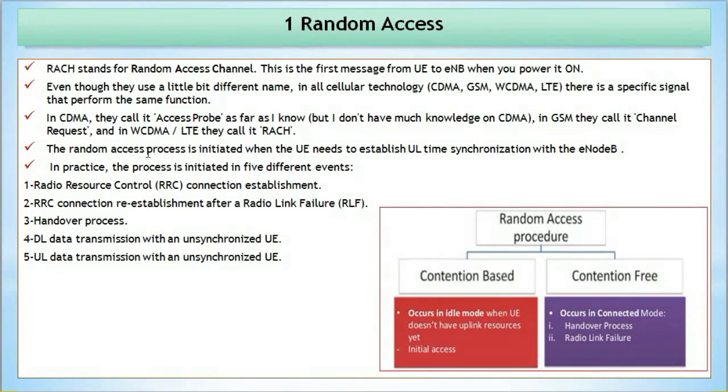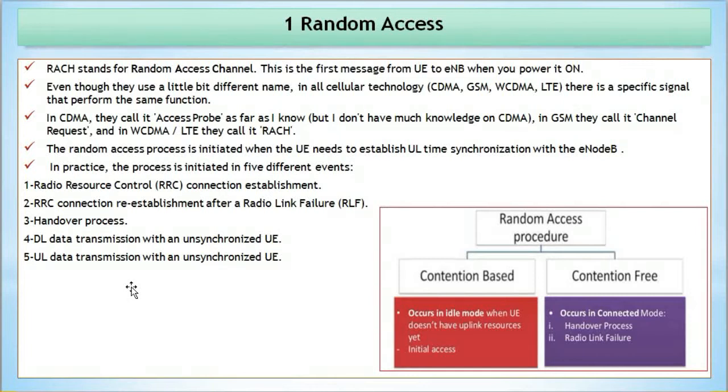The random access process is initiated when the UE needs to establish uplink time synchronization with the eNode B. Okay, in practice the process is initiated by 5 different events. First one is radio resource control connection establishment. Second one is RRC connection re-establishment after a radio link failure. Okay, third one is the handover process. Fourth one is downlink data transmission with an unsynchronized UE. Next one is uplink data transmission with an unsynchronized UE.